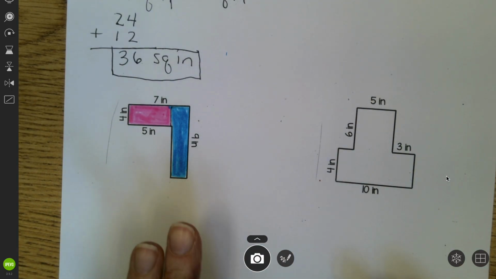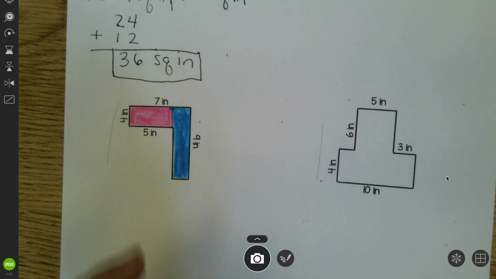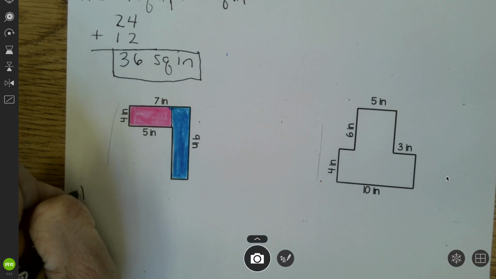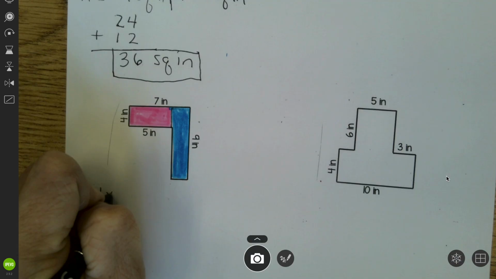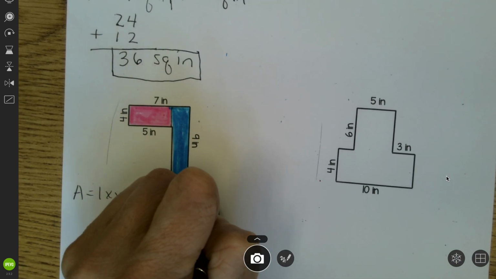So what I'm going to do right now, I'm going to set up because I need to find two areas because I broke this down into two rectangles. So I'm going to put an area equals length times width here and an area equals length times width here.